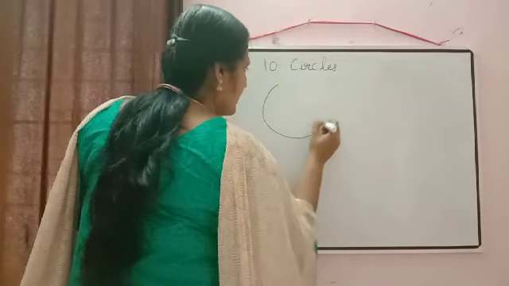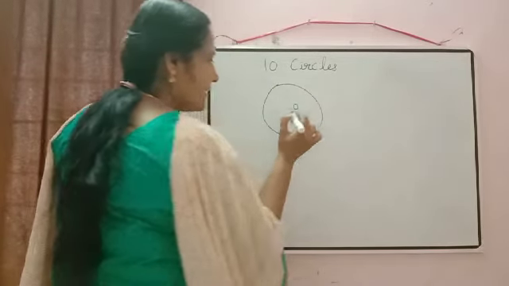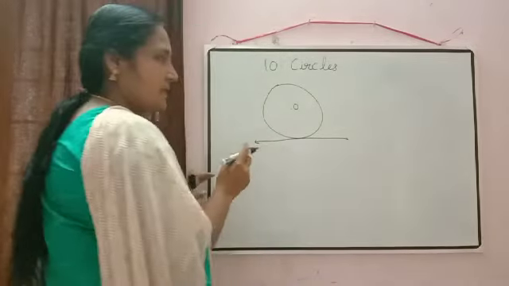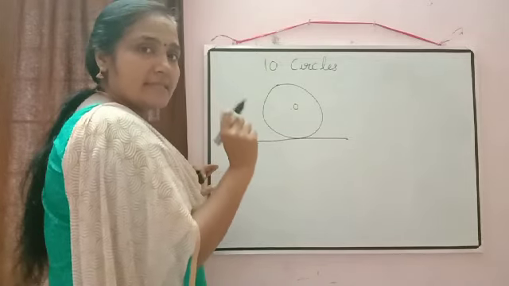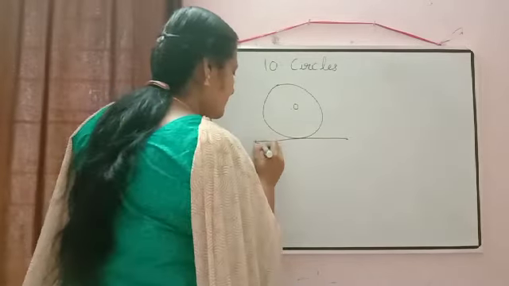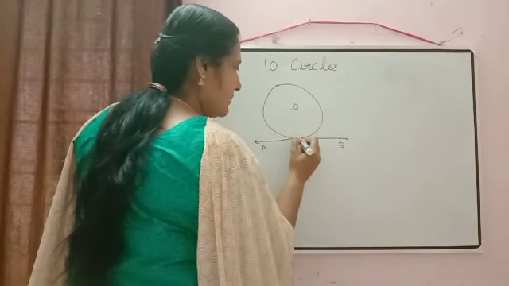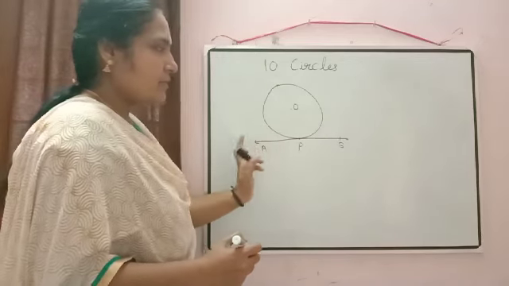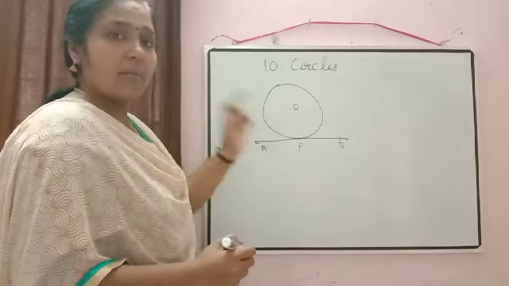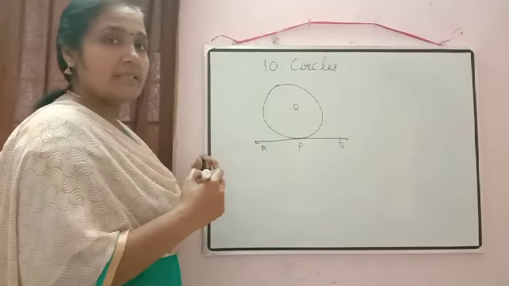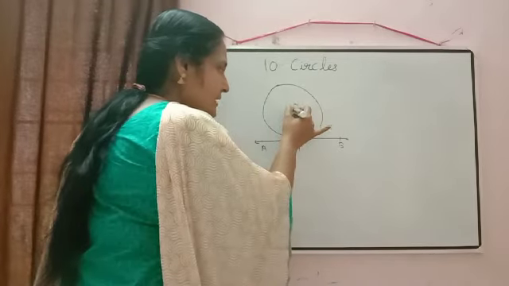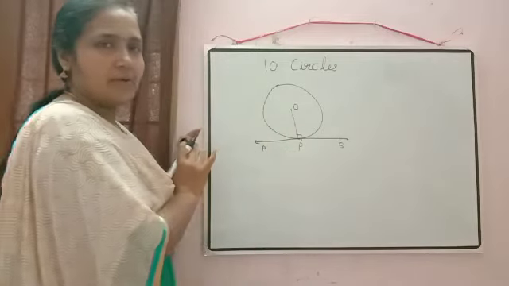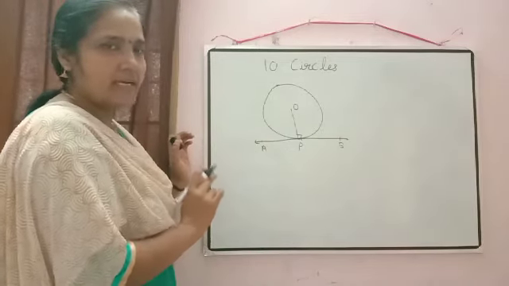If we draw a circle with center O and radius R, and draw a tangent, then once again, a tangent is a line which touches the circle at only one point. Suppose I have taken AB as a tangent and P is the point of contact. Point of contact means the common intersection point of the line and circle. And then what is the property we studied? We studied that the radius is perpendicular to the tangent. Correct? So OP is perpendicular to AB. That is one property related to tangents.